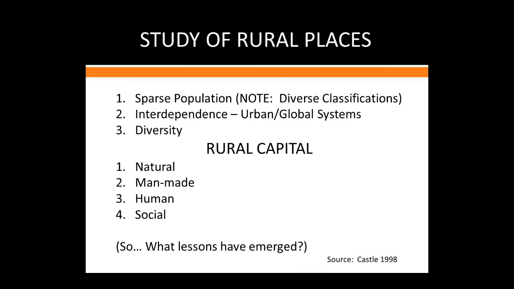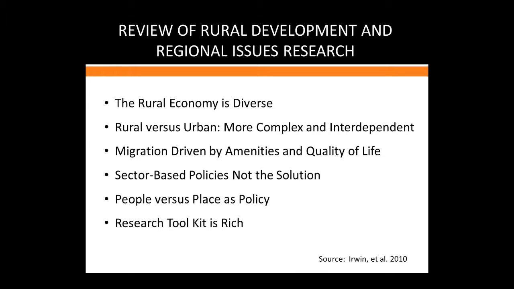I like this article because Emory talked about rural capital, and he focused on natural capital, man-made capital like infrastructure, human capital, our people, and then social capital. This has continued to this day in some of our discussions. As we study rural places, what lessons have emerged? Well, here are some real quick bullet points that talk about some of the messages that I think that we know and perhaps most of us agree on.